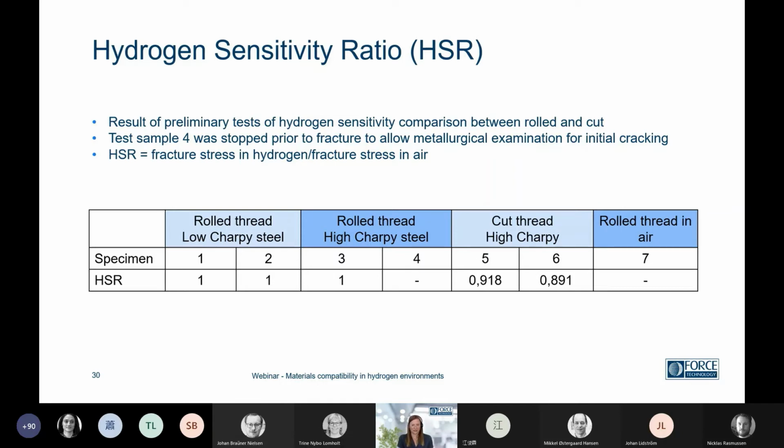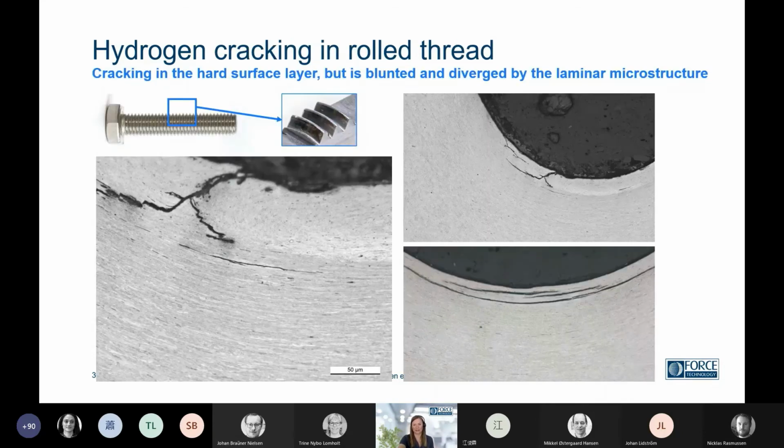The hydrogen sensitivity ratio was calculated. We had a load cell applied, and the general view was that they were not very hydrogen sensitive, actually. The rolled threads were actually a bit less sensitive. And examining the specimens, I found here a cross section of a thread showing cracking in the surface layer. The white area is the deformed, very hard layer, and we actually have crack blunting once the cracking reaches this laminar structure formed by the rolling process.